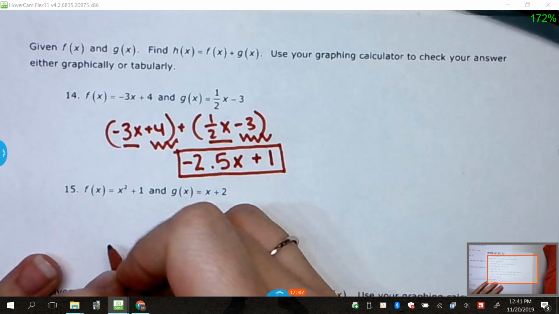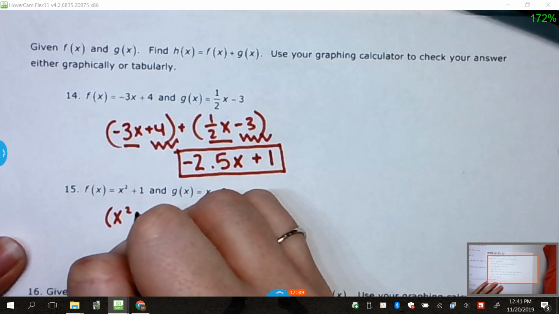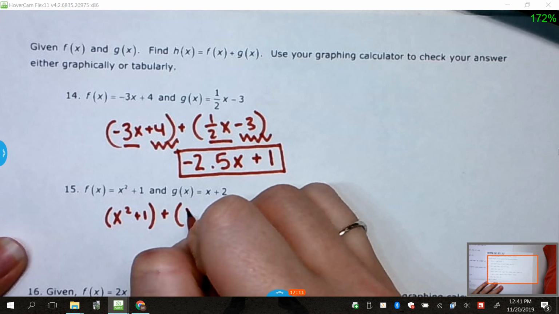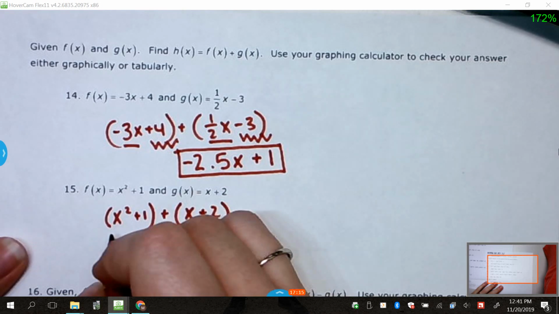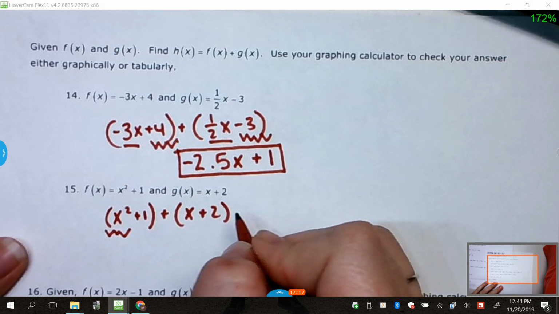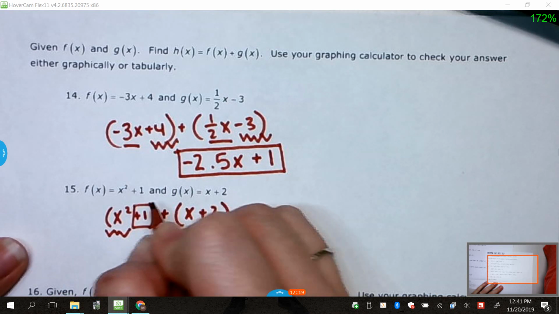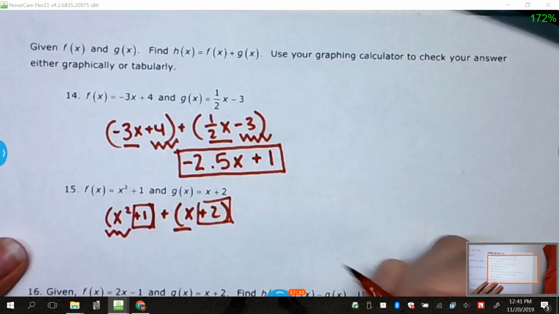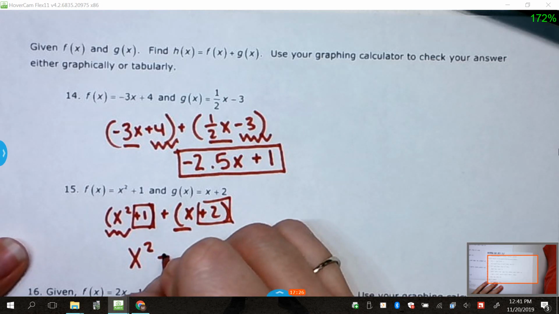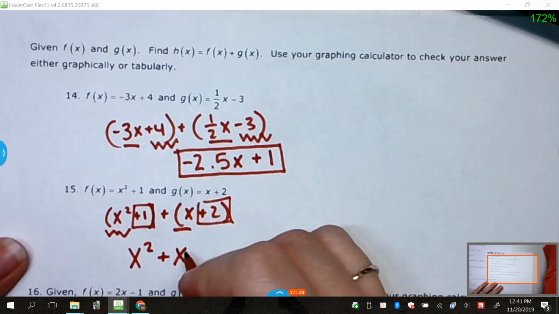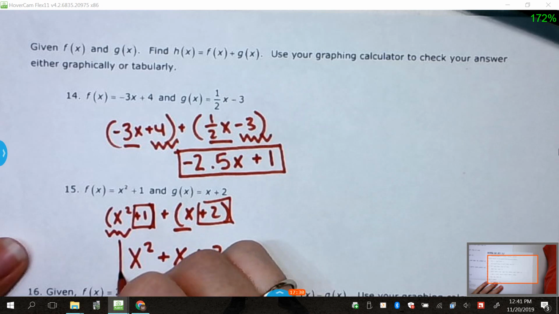Here, x squared plus 1 plus x plus 2. So remember, plus sign means the parentheses, you can drop them. So x squared, there's no other x squared. Here's a number without a letter, number without a letter. And this is just x. So we have x squared, which has no like term. We have x, which has no like term. And 1 plus 2 is 3.